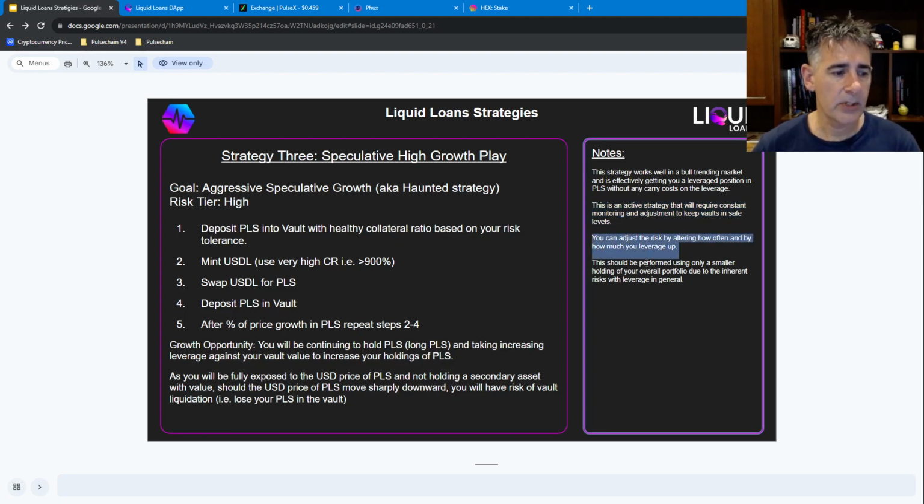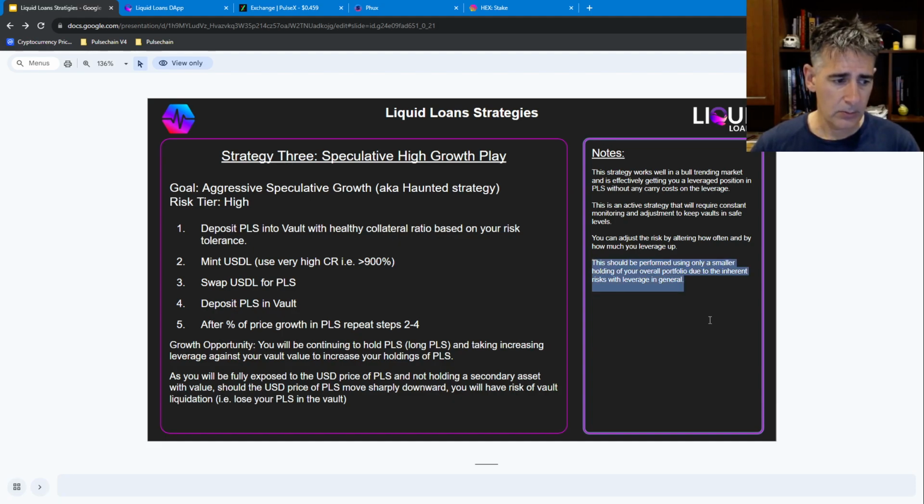So you can adjust the risk by how often you ratchet up, what sort of collateral ratios you use. You're sort of seeing some of the effects there, so you can play around with that. Pretty sure there's some spreadsheets on the internet kicking around by Haunted where you can plug in different figures.